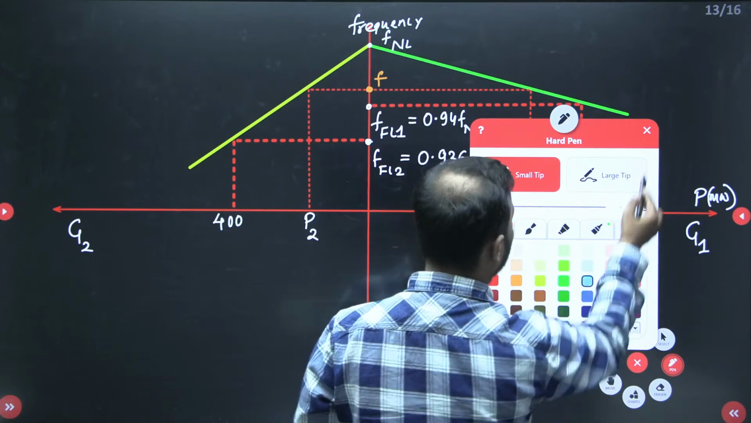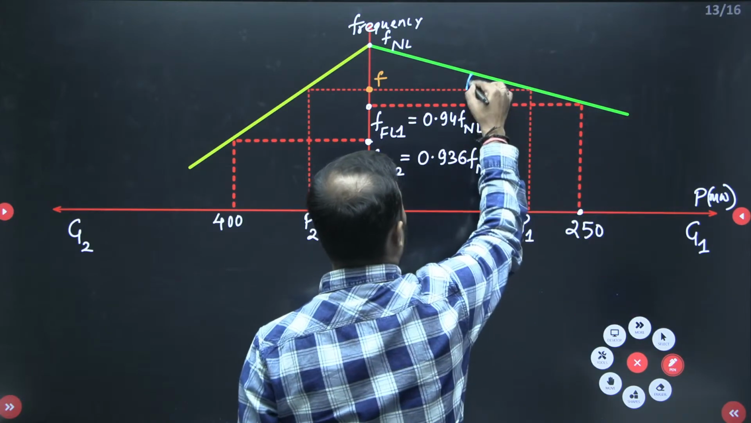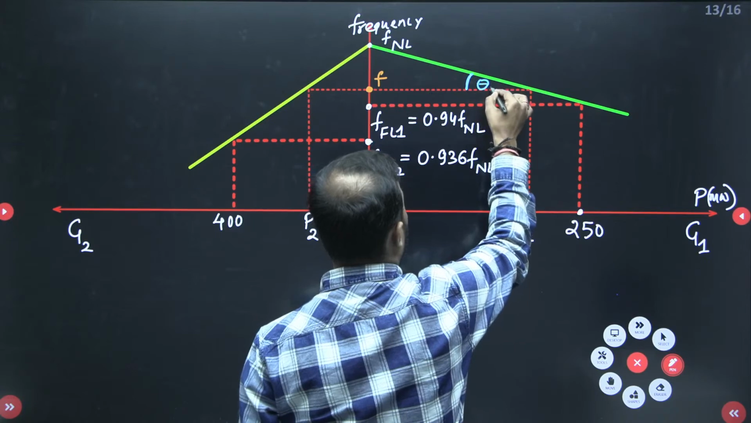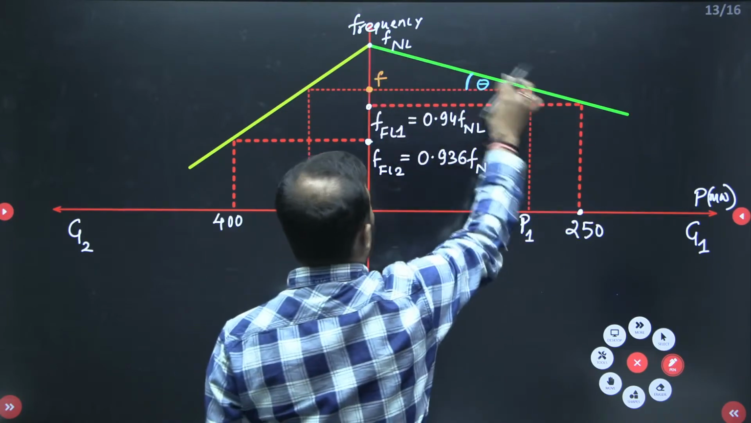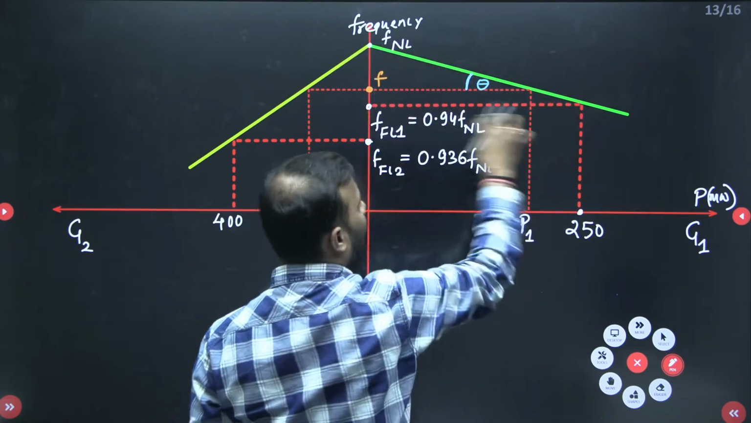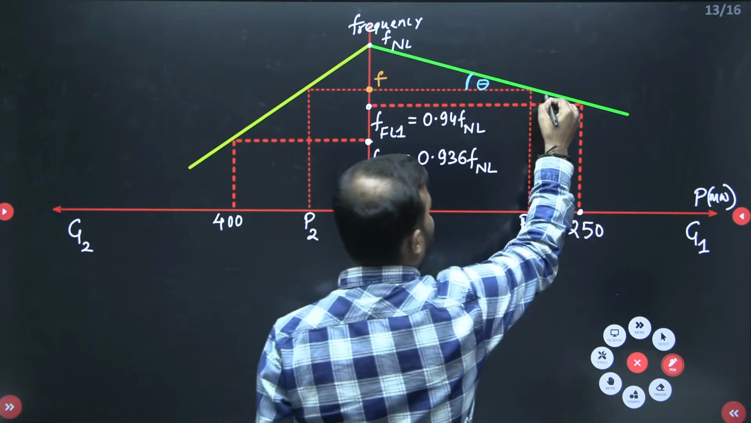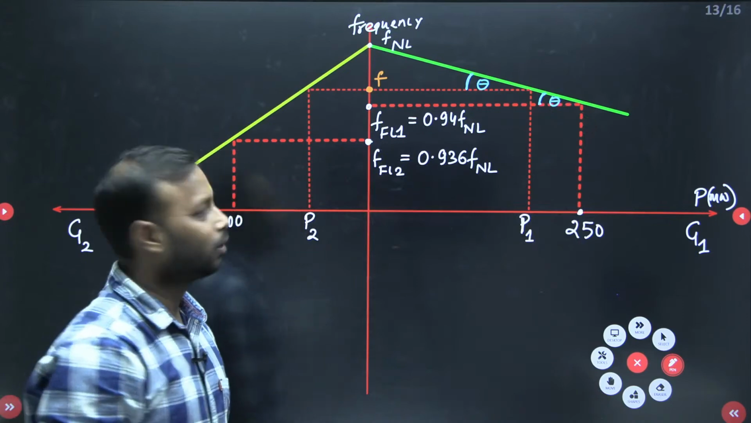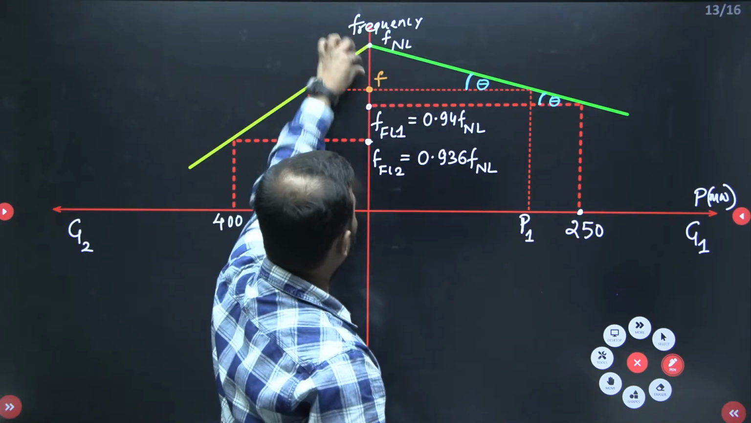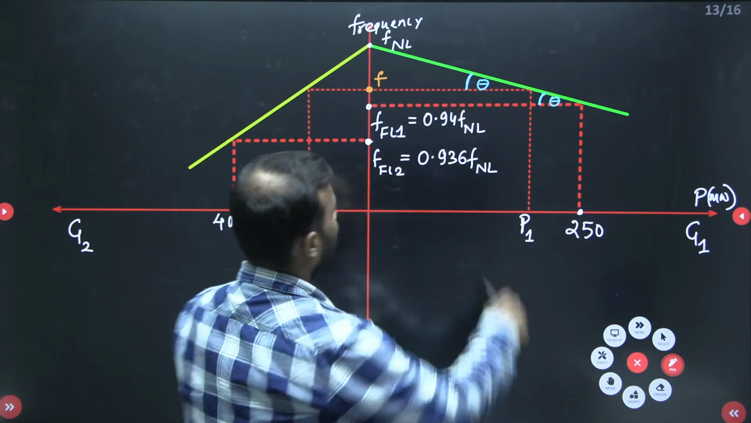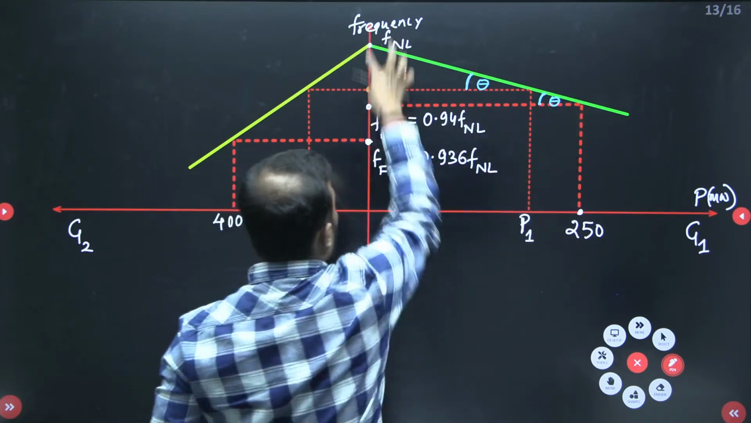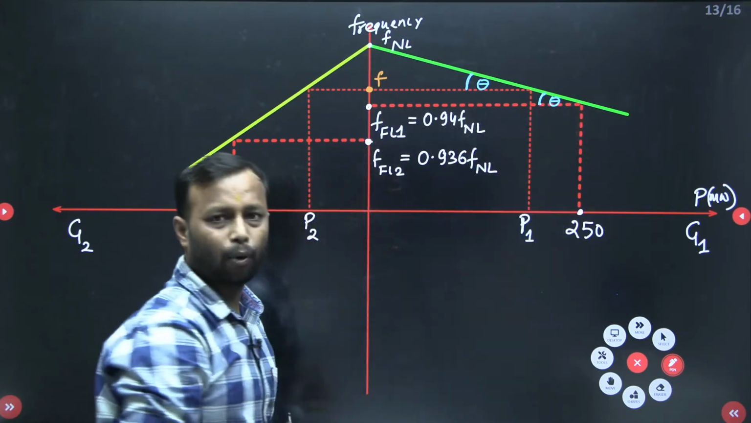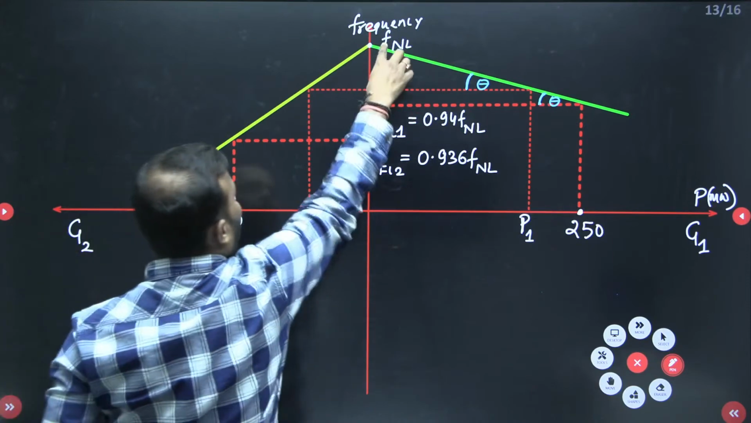Let me change the color. See this angle. Let me take this as theta. Since this triangle and these two triangles are similar, why? Because this angle is also theta, yes or no? So tan theta is perpendicular by base. In the same way, perpendicular by base. Got the point? So F_NL minus F.